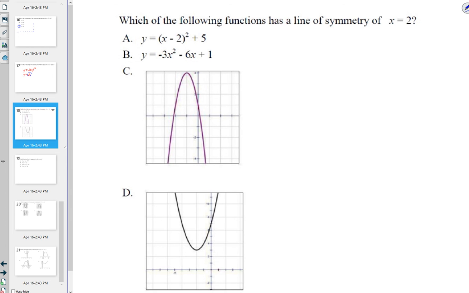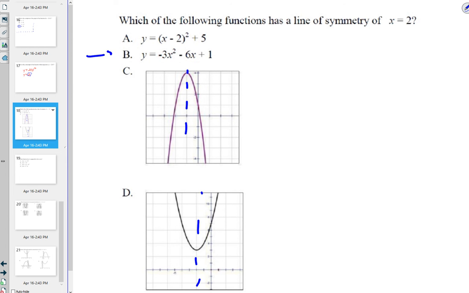Which of the following has a line of symmetry? We just talked about that. So these all are parabolas. 2 of them are drawn. 2 of them are functions. Which one has an axis of symmetry at x equals 2? Well, we can look at the graphs. There's no way this one does. This is on the negative side. So is this one. So it has to be one of these two.